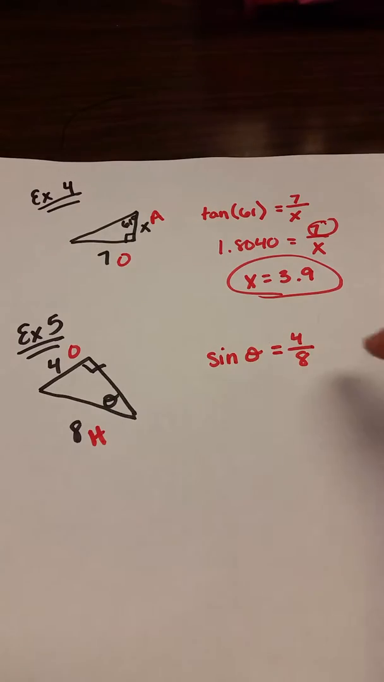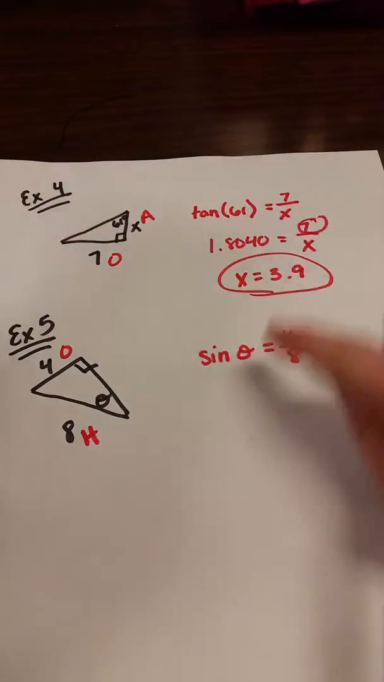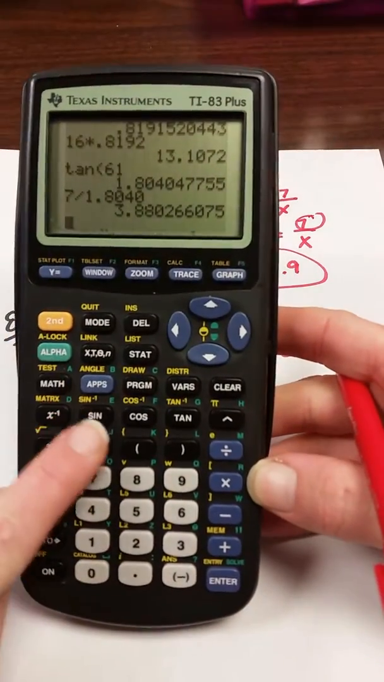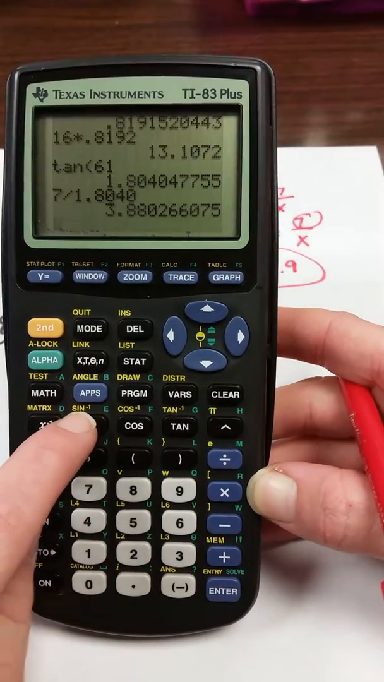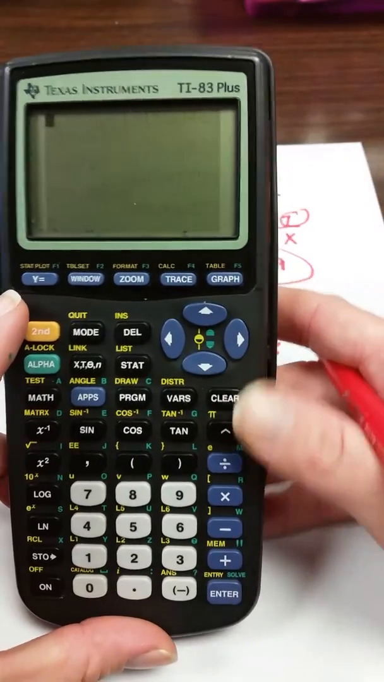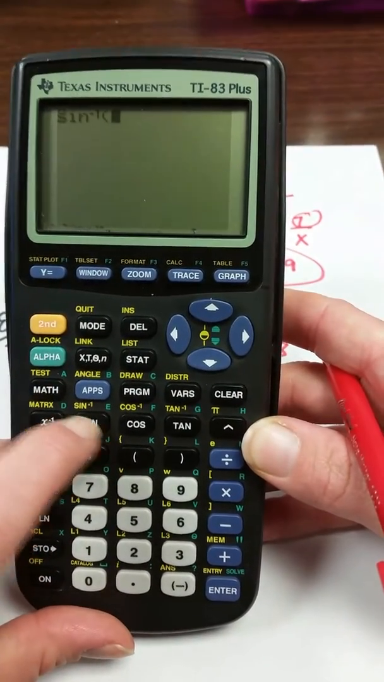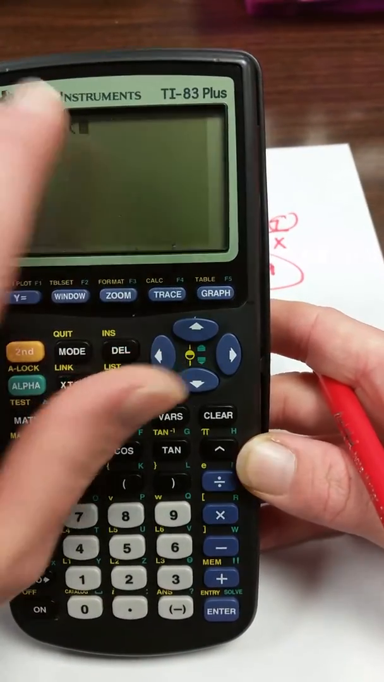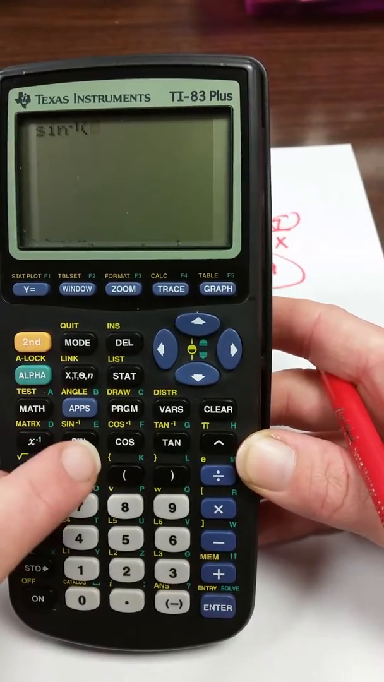Okay, now that we need to put this in our calculator to find theta, do you see above the sine button how I have sine to the -1? Now most calculators you can hit second sine and it'll come up sine -1, or you can hit shift sine.